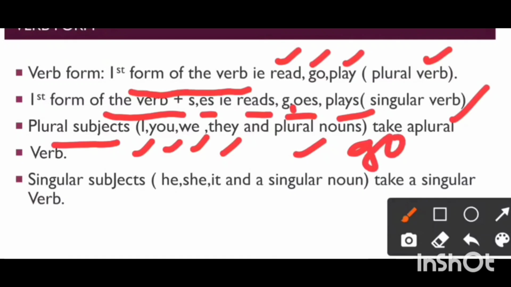With singular subjects, he, she, it, and a singular noun, we use a singular verb. For example, he goes, she goes, it goes, Ram goes. So we add s or es to the first form.